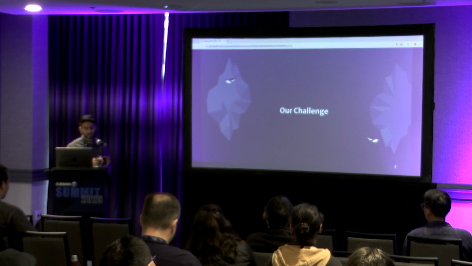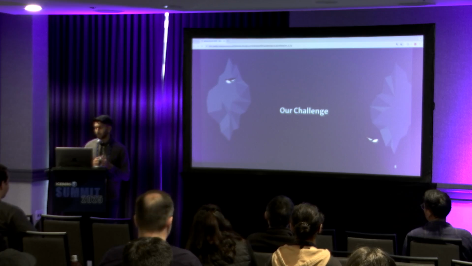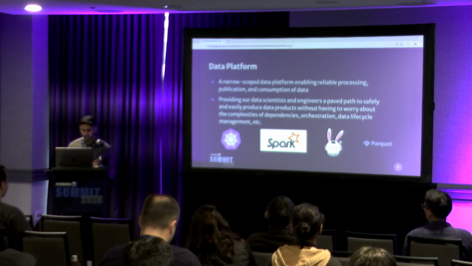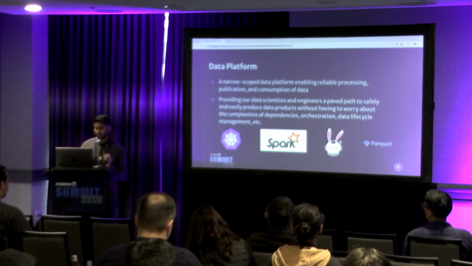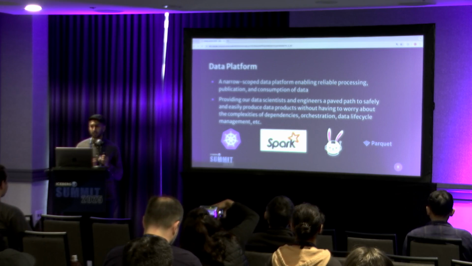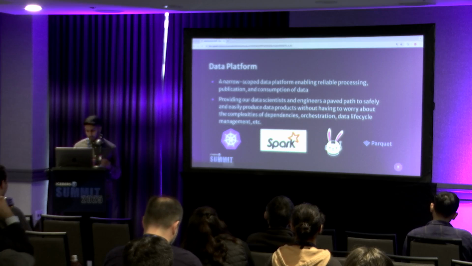So now that we covered a little bit about what alternative data is and some aspects of what it looks like, let's zoom in on the specific problem statement that our group faced. And before I do that, I want to give you an overview of what our data platform looked like. Our data platform, unlike a typical data lake or lakehouse, is more narrow scoped, and it's really focused on enabling the reliable processing, publication, and consumption of data.